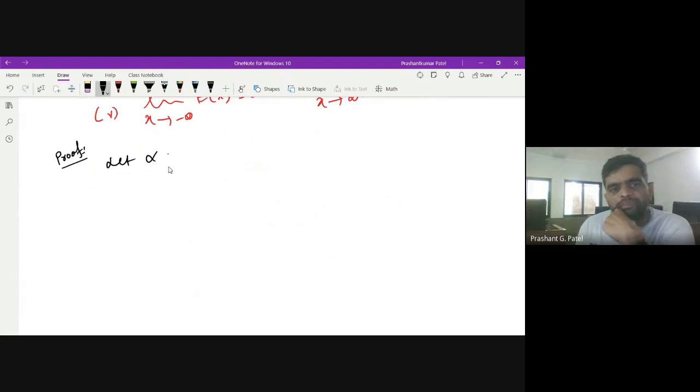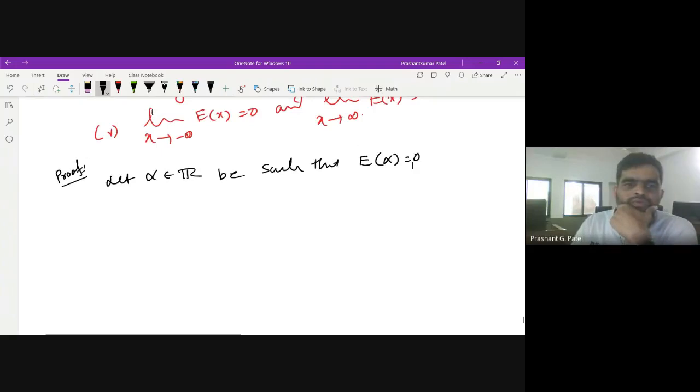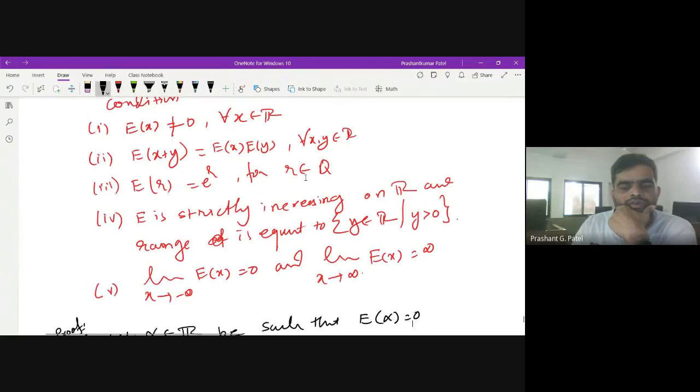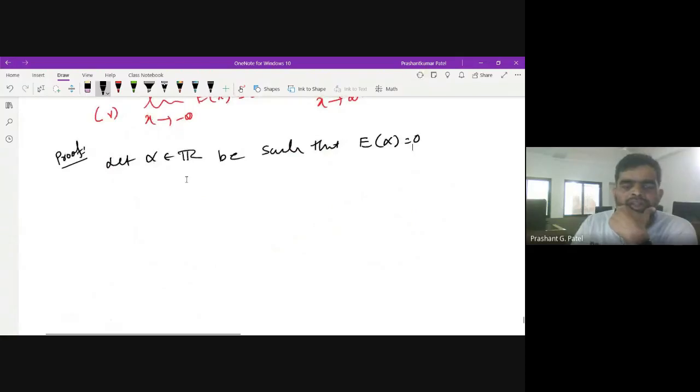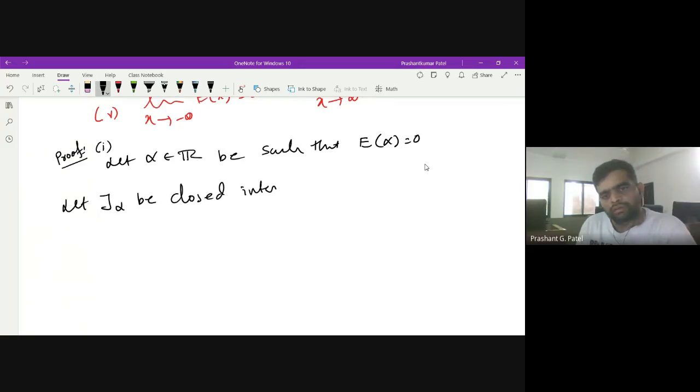So let alpha be any point such that E of alpha is 0. So ultimately what we need to prove in this first task is that E is non-zero. So I am taking some alpha in R such that E of alpha is 0. I am just assuming that for some value, maybe it has a 0 value. And let us define J alpha to be the closed interval with endpoints zero and alpha. So actually this J alpha is an interval of such type.